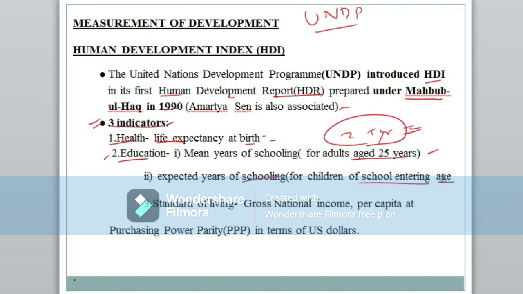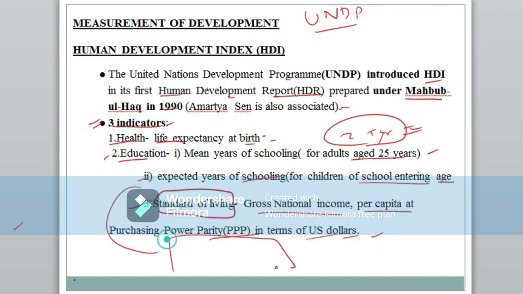Many a time we see many students who are going to school, they are school dropouts, they are not able to continue their schooling. Therefore, it also takes into account the school entering age and leaving age. The last parameter is standard of living. It counts the gross national income per capita at purchasing power parity in terms of US dollars.